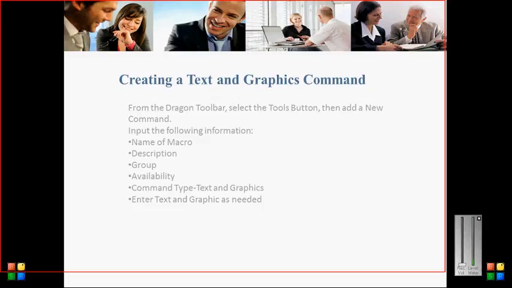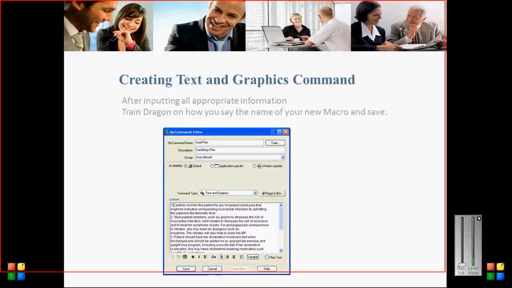Okay, so from the Dragon toolbar, we are going to the Tools button and then add a new command. We are basically going to input the following information: the name of the macro, the description, the group, the availability, the command type, text and graphics, and enter the text and graphics as needed. So if we go to the next screen, this is pretty much what I was talking about.